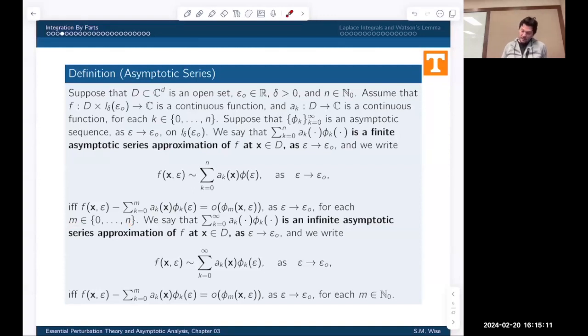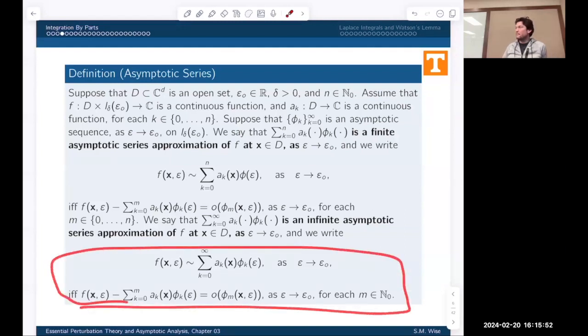And we say that this infinite series is an asymptotic series approximation of F, and this is how we write that. If and only if F minus the mth partial sum is equal to little o phi m as epsilon goes to epsilon naught. Again, we're going to be applying this for lambda going to infinity, for every m. So not just a finite number of terms, but an infinite number of terms. So just put those in your back pocket. This is the one we're going to be doing again and again.